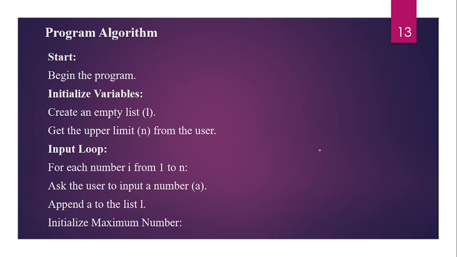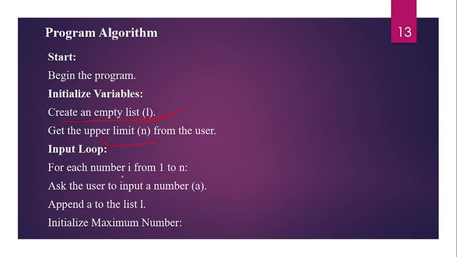This is the algorithm, which I have also explained here. First you create an empty list and initialize the variables. So there are two variables: first is the empty list, then you give the upper limit as n. Here you give the upper limit, how many numbers you are going to enter. It could be 8, 5, or 10. If you give 10, you have to give 10 entries, meaning 10 numbers you have to feed into it.